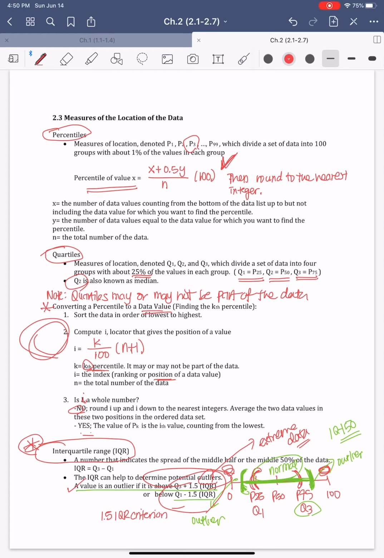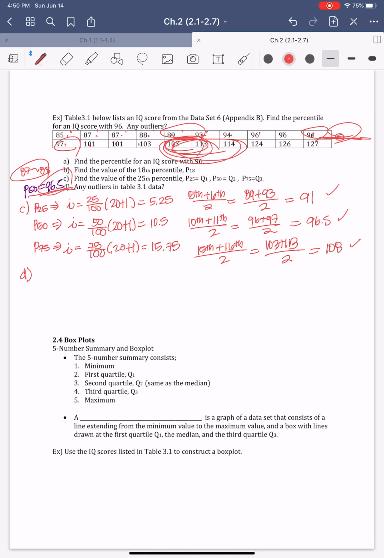The 1.5 IQR criterion helps us determine if there's a potential outlier. So let's first calculate the IQR. IQR is Q3 minus Q1, also known as P sub 75 minus P sub 25. And that's what we did over here in part C. P sub 75 was 108, Q1, P sub 25, was 91. So I'm getting 17 for the interquartile range.